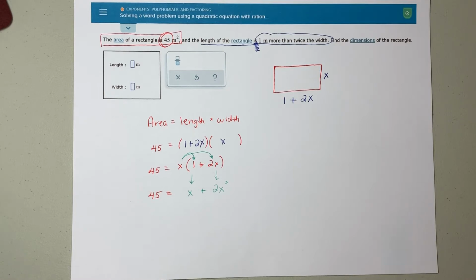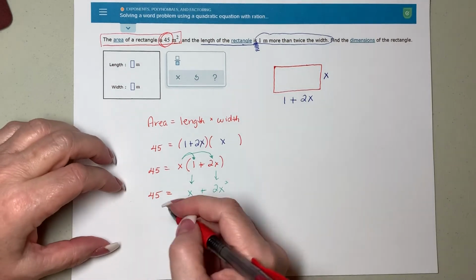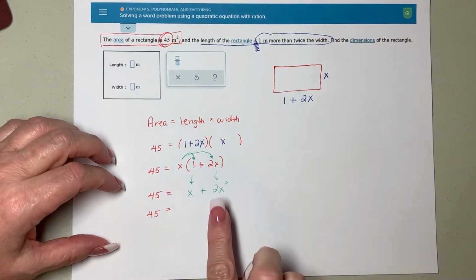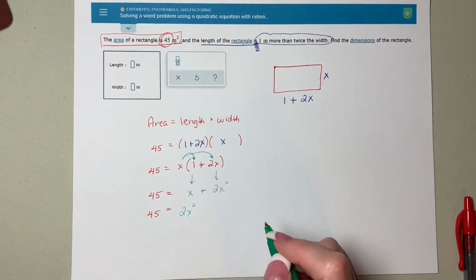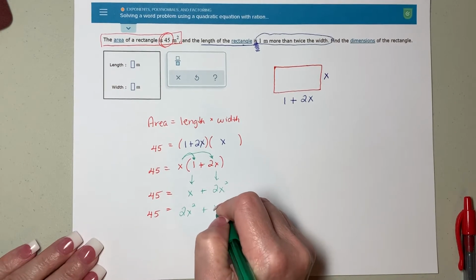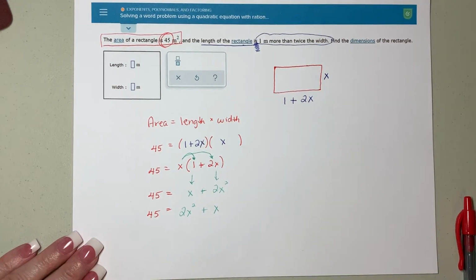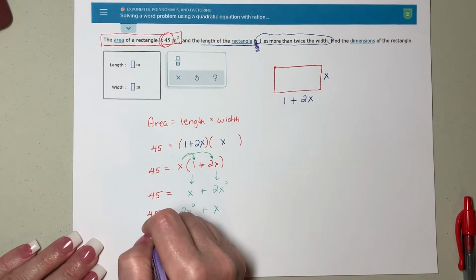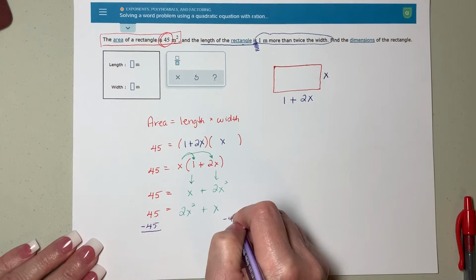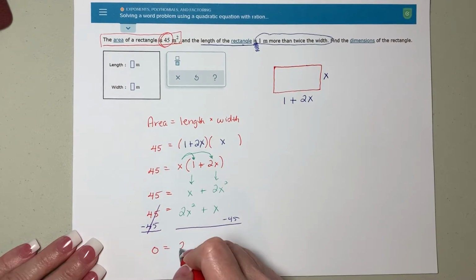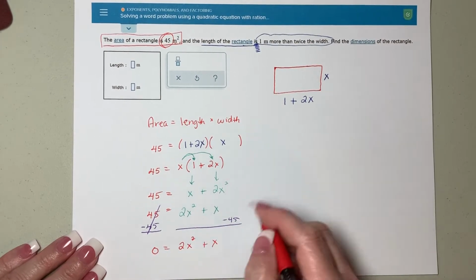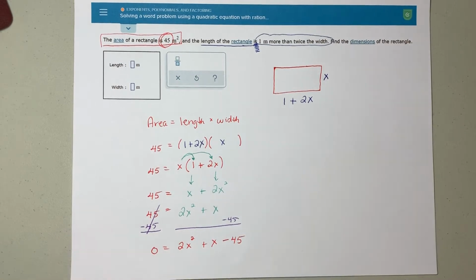So, first things first, I am going to put these two terms in the correct order. You want the 2x squared to go first, because that's your quadratic, and then the x to go second. Next, I am going to subtract 45 from both sides, so that I end up with 0 over here. And then here I'll have 2x squared plus x, and then subtract 45 at the end of that. Once you have it set equal to 0, then you're going to try to factor it.